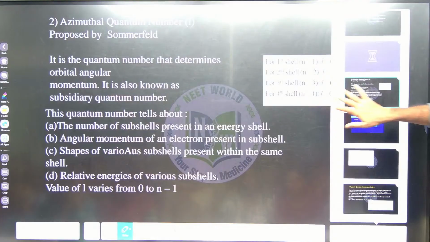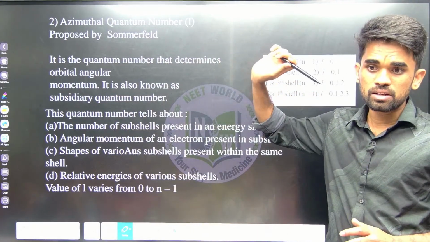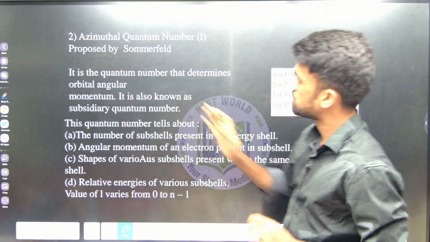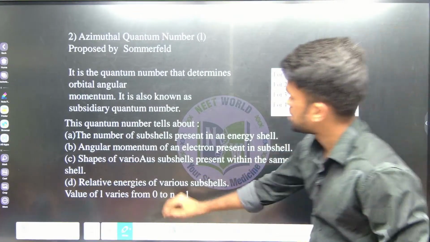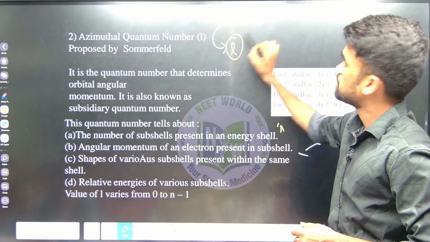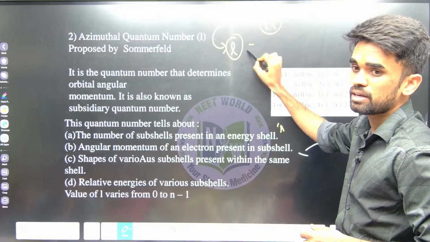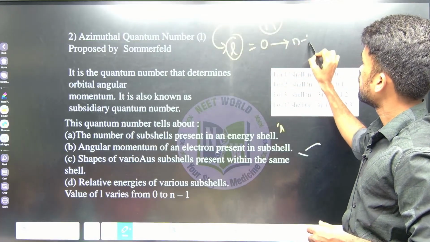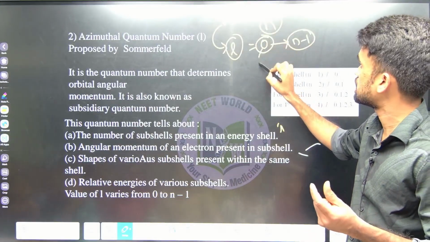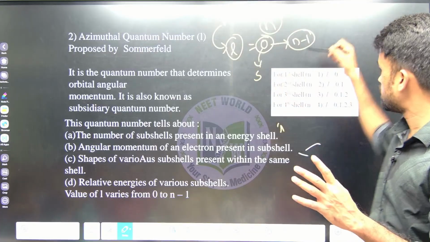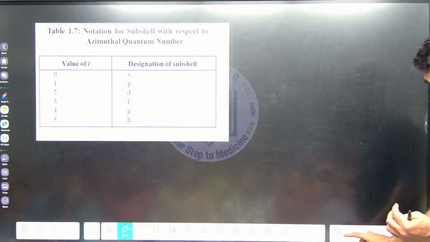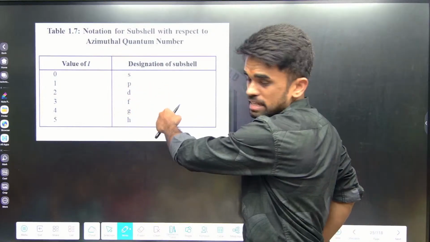Next is the azimuthal quantum number. The azimuthal quantum number is indicated with the symbol L, which comes after n. For a given n, what will the L values be? 0 to n minus 1. If the L value is 0, what is the subshell name? S. If it is 1, like that, as we already discussed. So these are the L values and the designation of subshells.